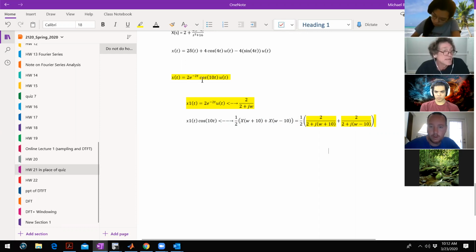I can get the first answer right here by remembering the Laplace transform. Correct, class? All right.